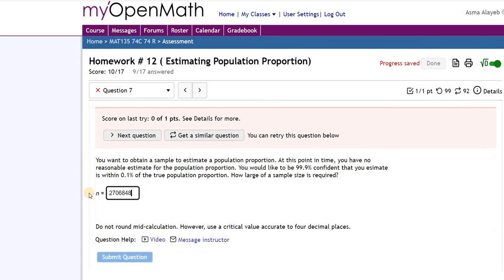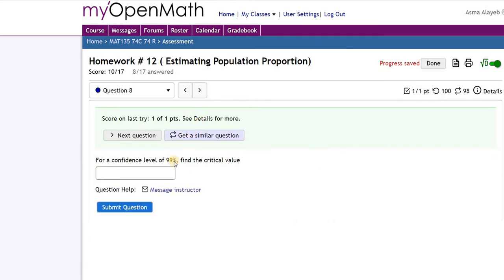Copy and paste it there. If this question keeps coming wrong, no matter what you do, just choose a similar question, get a similar question, and it's going to change it for you. Some of these, the coding isn't working or functioning properly, so you probably need to just try a similar question.